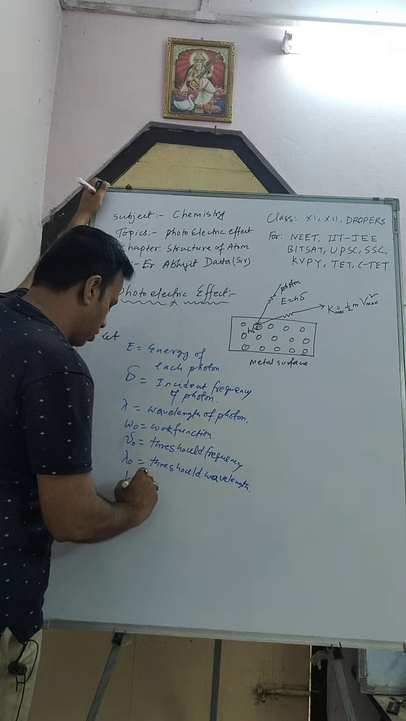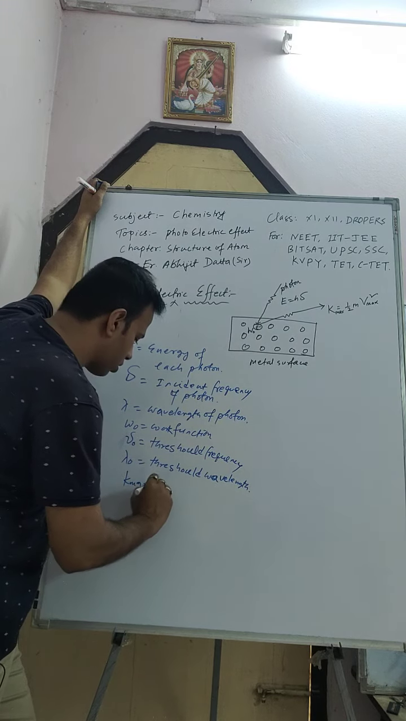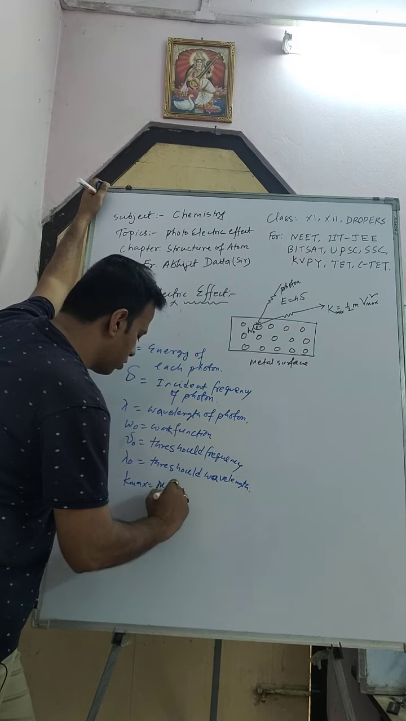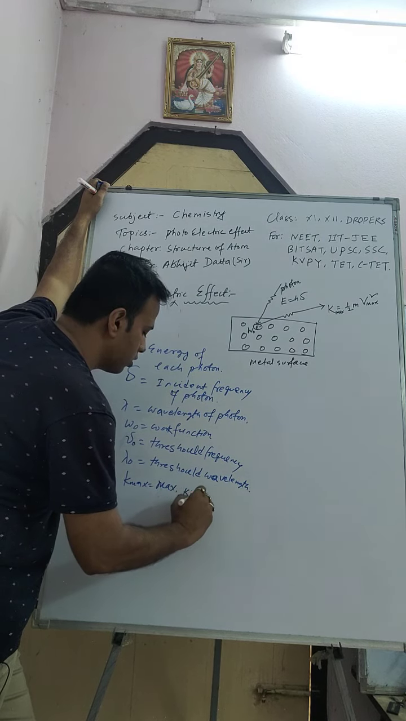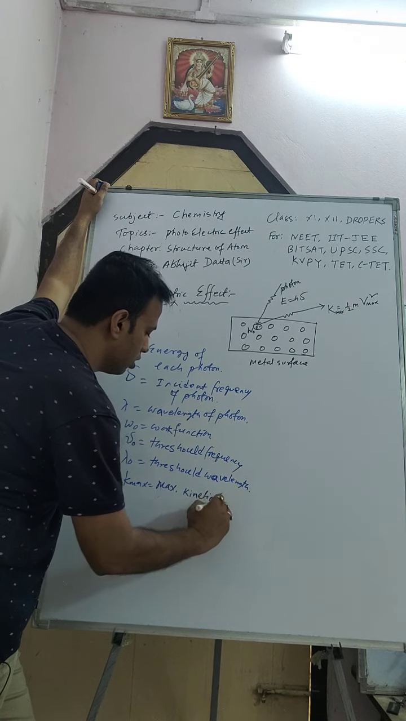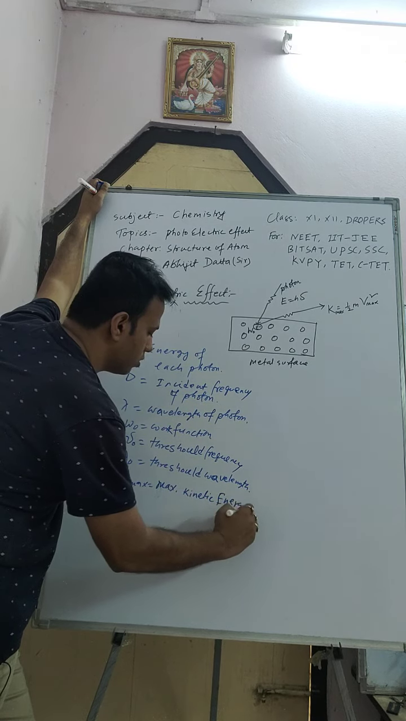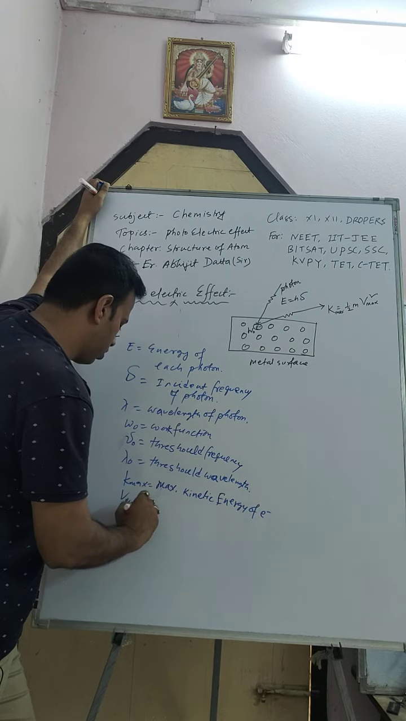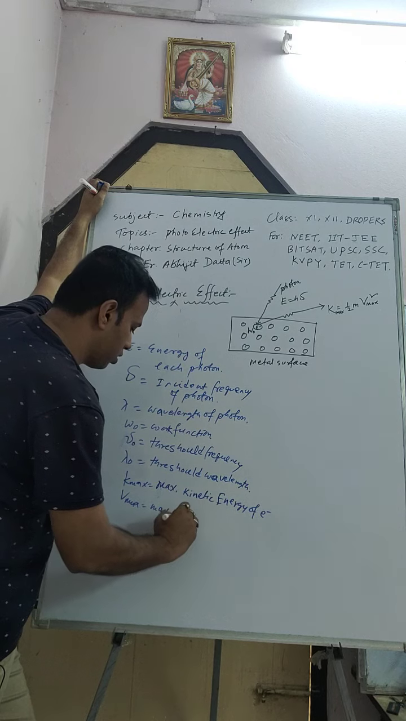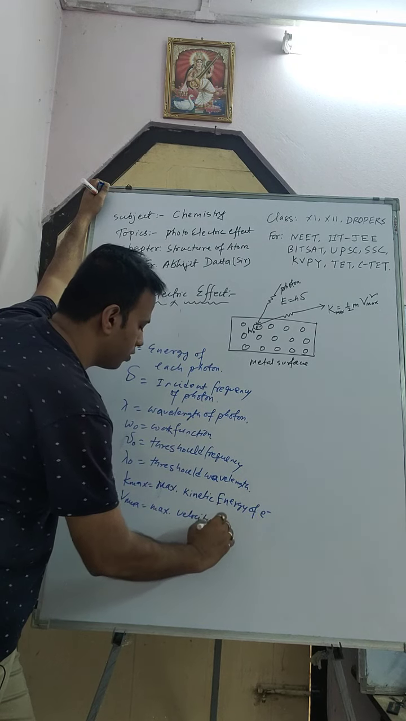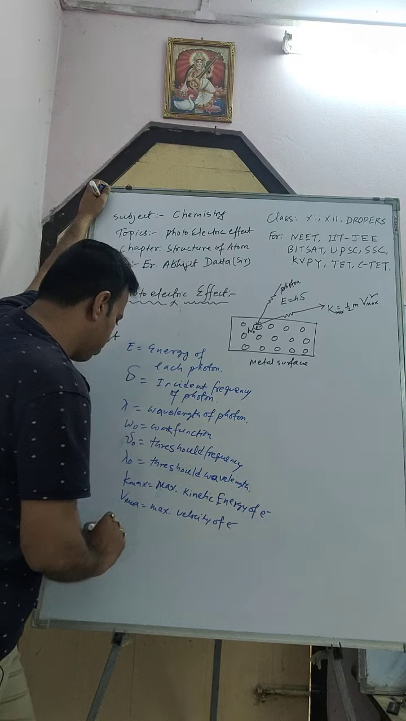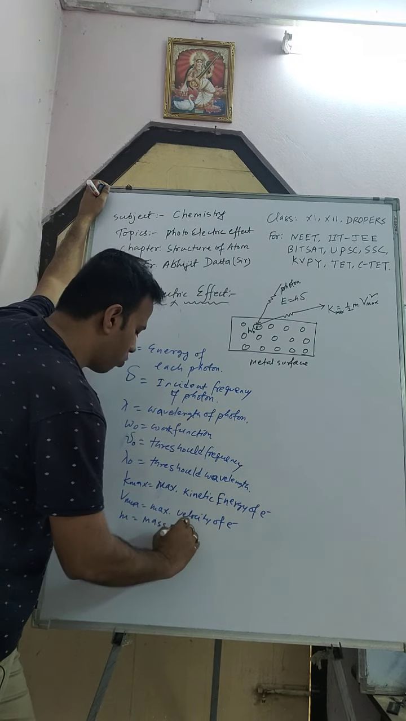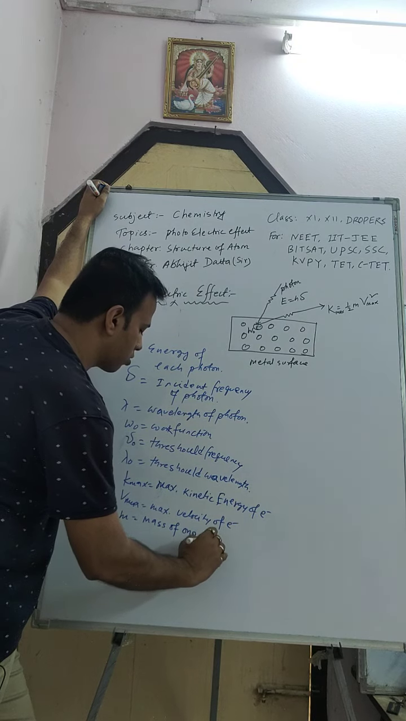K max equals the maximum kinetic energy of the electron. V max equals the maximum velocity of the electron. M equals the mass of one electron.